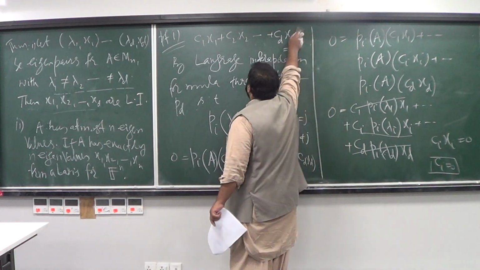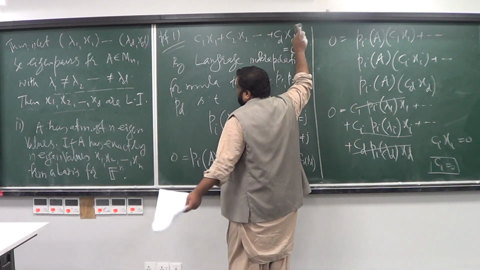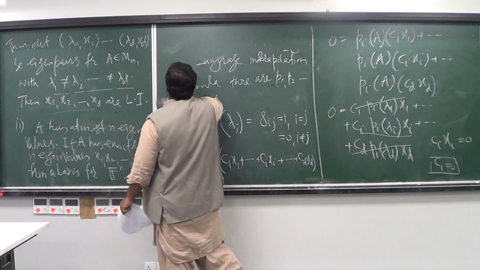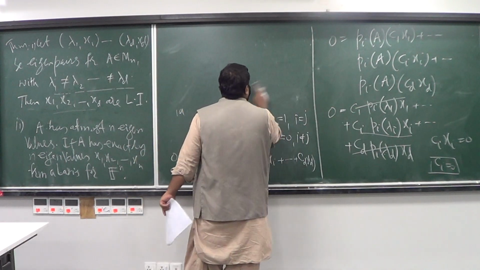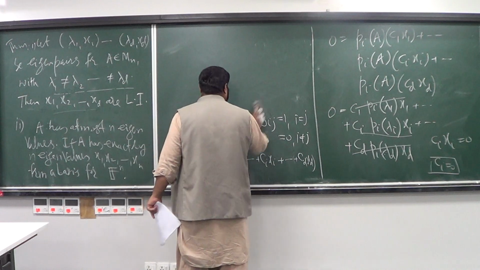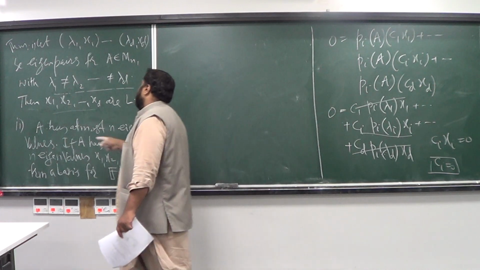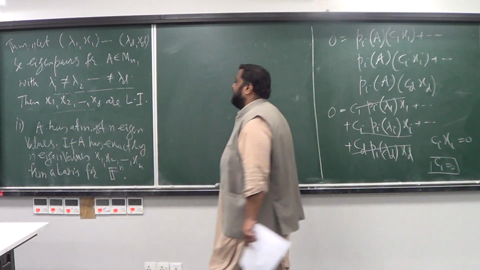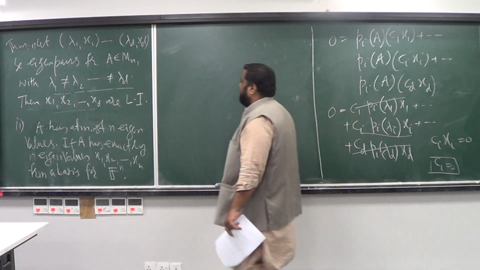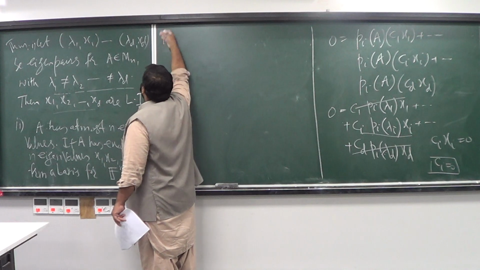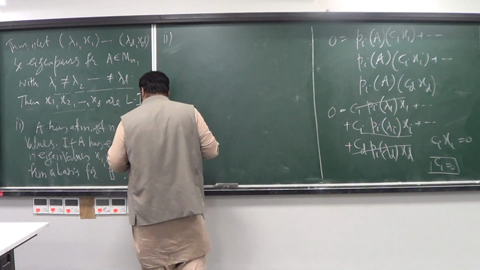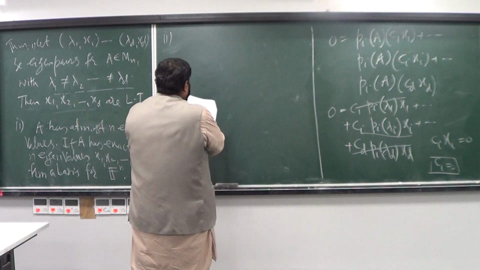So let's do the second part. The second part is really the corollary of the first part. It says that a matrix A has at most n eigenvalues.